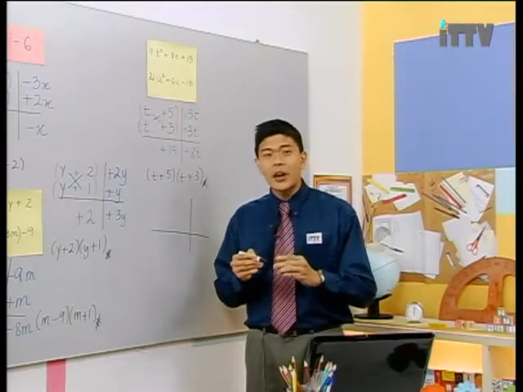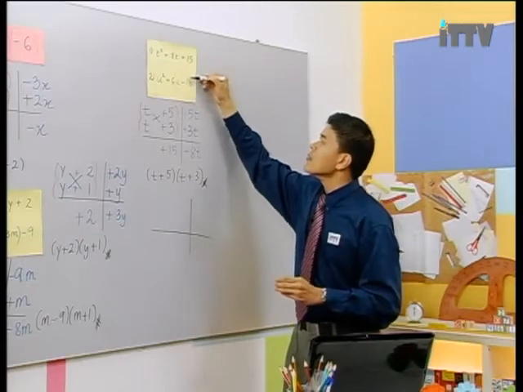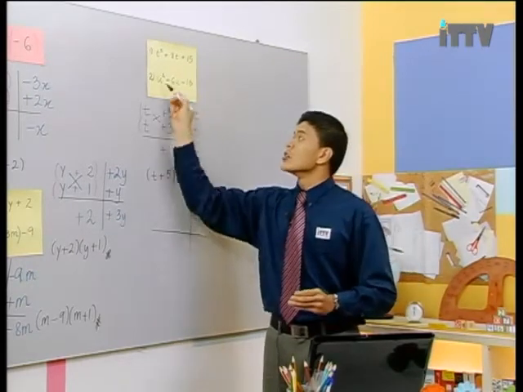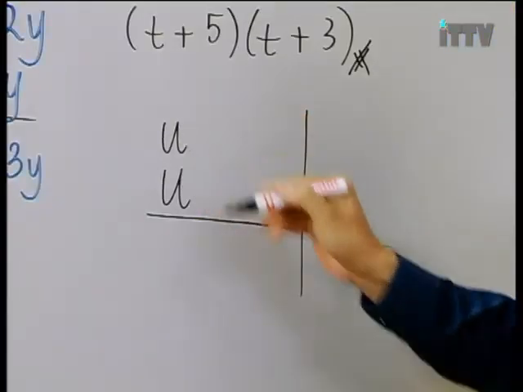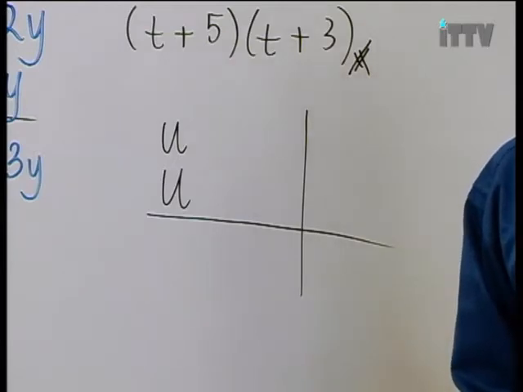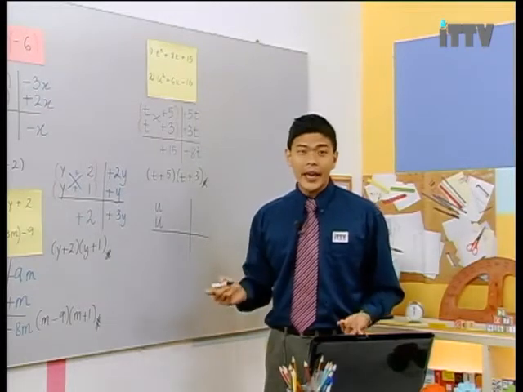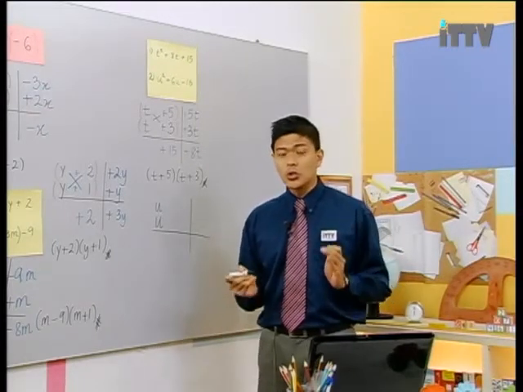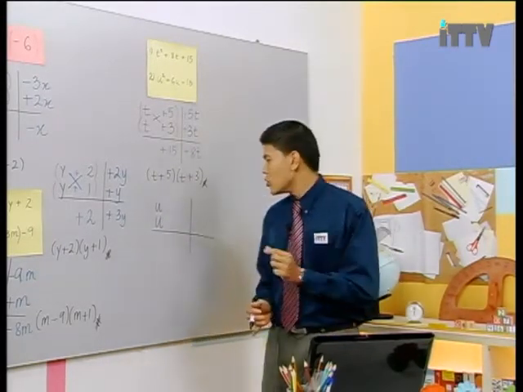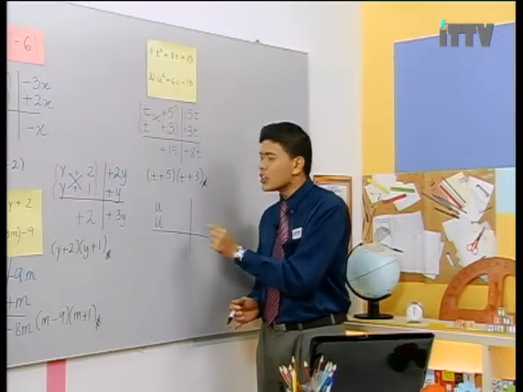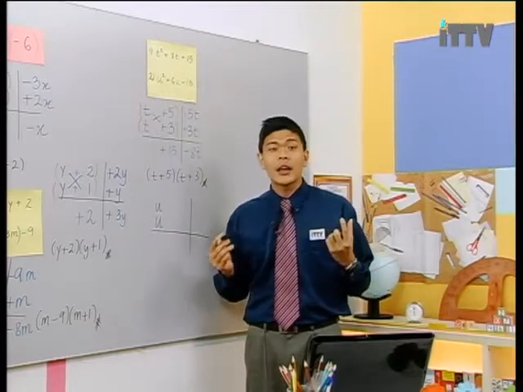Then look at the first term and the third term only. u square is the product of u multiplied by u, only one outcome. And 16 is the result of 8 times 2. Choose the right combination. Although 4 times 4 is possible, later you find out if you use 4 times 4, you will not be able to get the sum and product to match the terms in the quadratic expression.